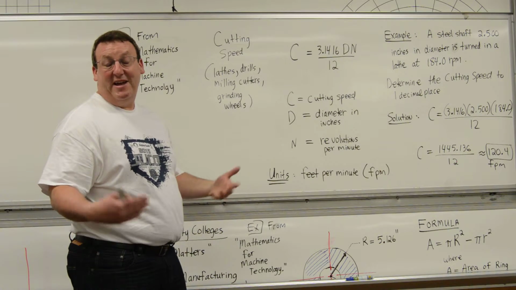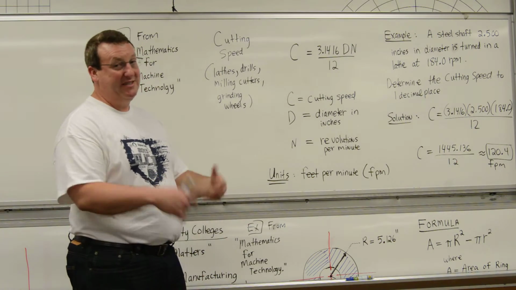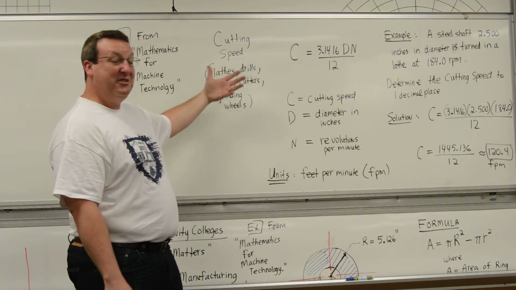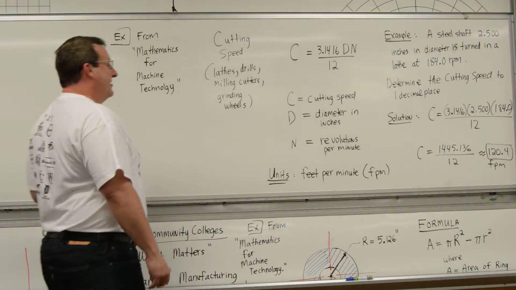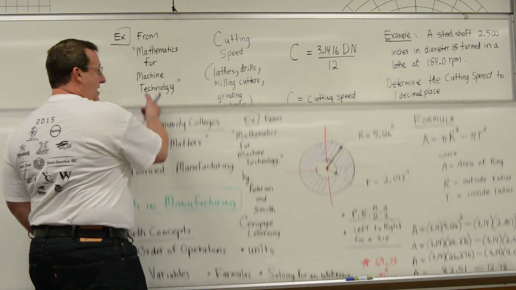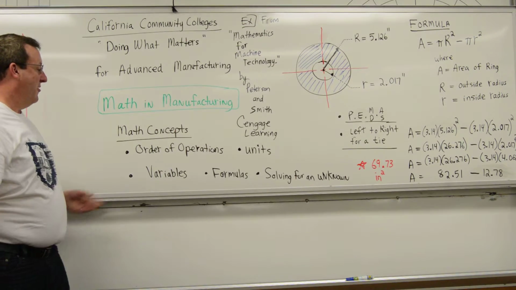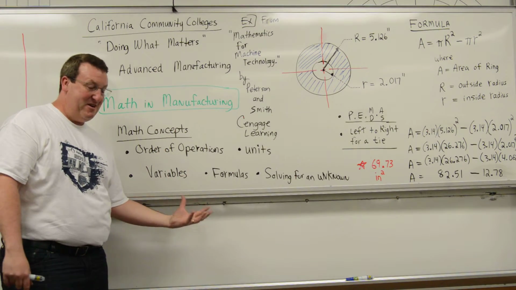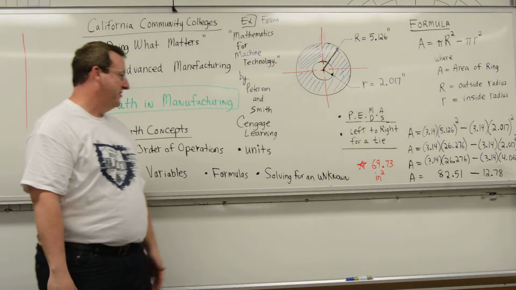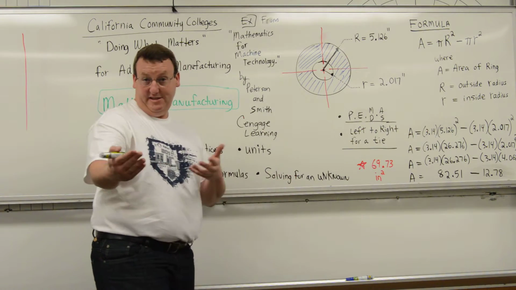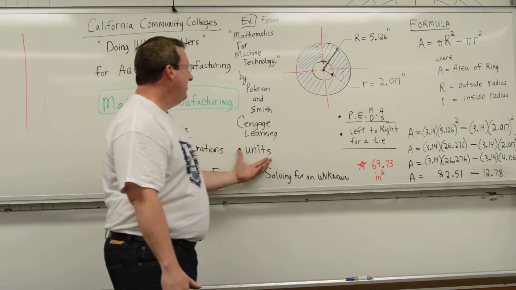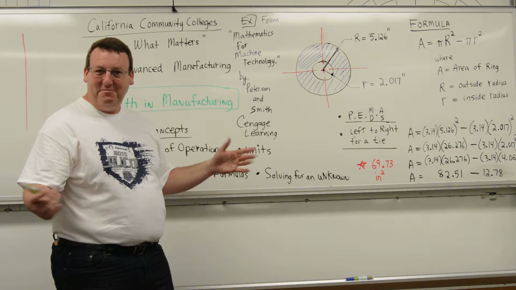Cutting speed is an important factor in manufacturing. If it's going too fast, it can cause some issues. So make sure you know the math behind it. Let's look at these learning outcomes one more time. We talk about order of operations. Can you handle these variables? They mean something in manufacturing. Solving for an unknown, in this case cutting speed. Units. I hope this helps you out a lot.